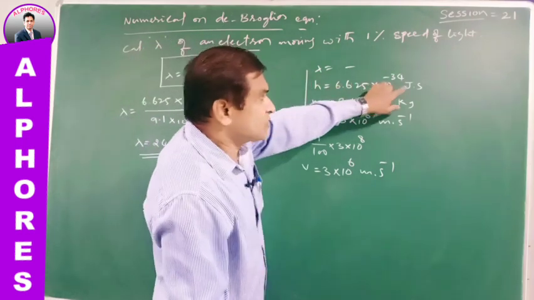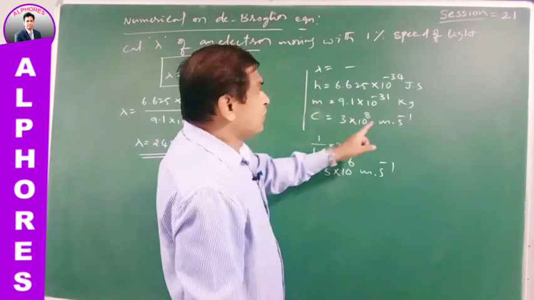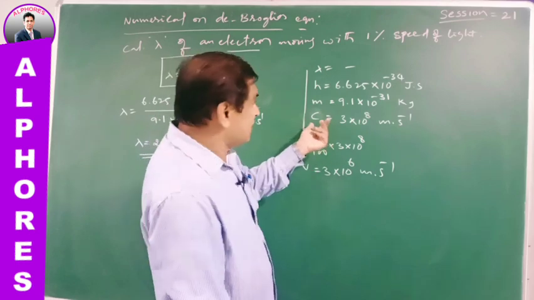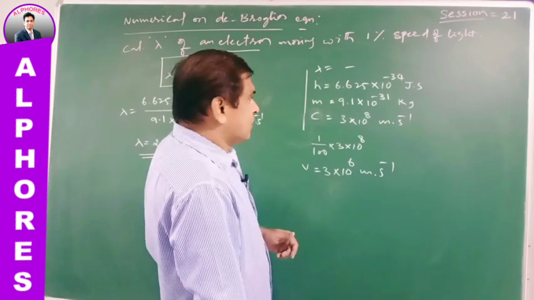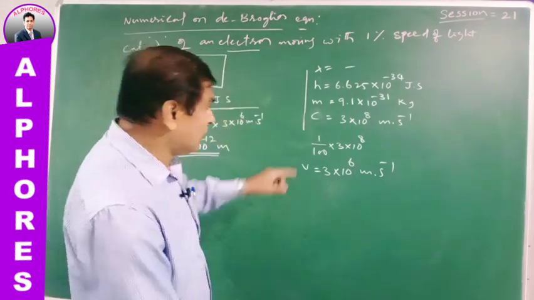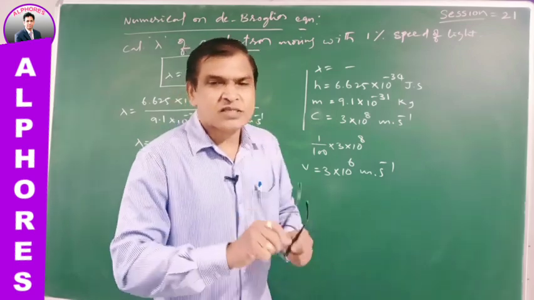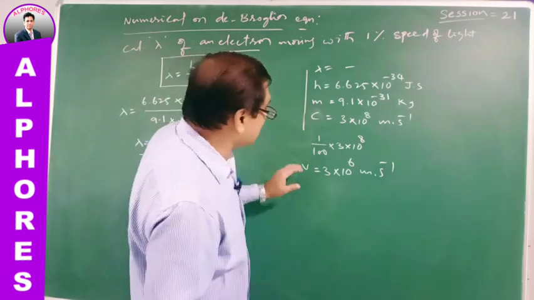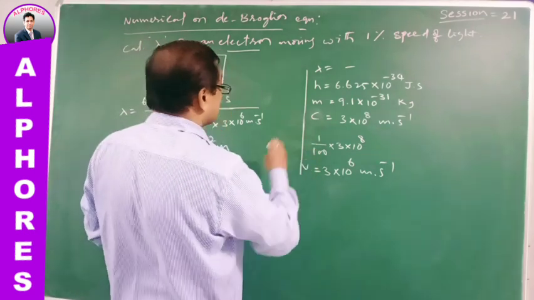Okay, the values are in SI units. Mass of the electron is 9.1 into 10 to the power minus 31 kg, and the velocity of light is 3 into 10 to the power 8 meters per second. The electron travels at 1% of that, which is 3 into 10 to the power 6 meters per second. That is the data we understand from the given problem.